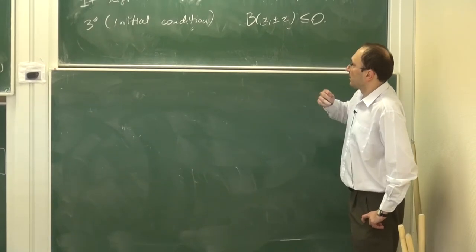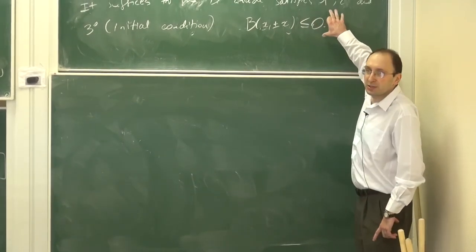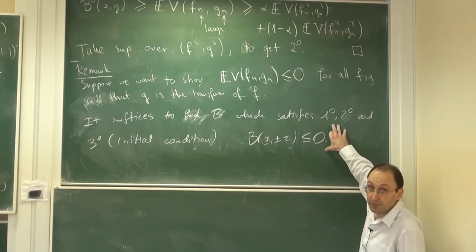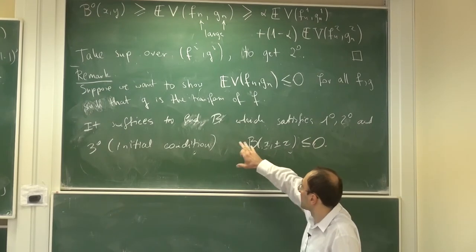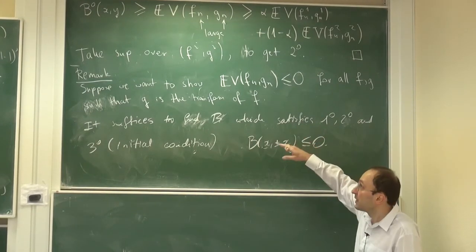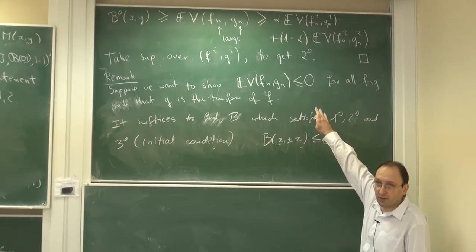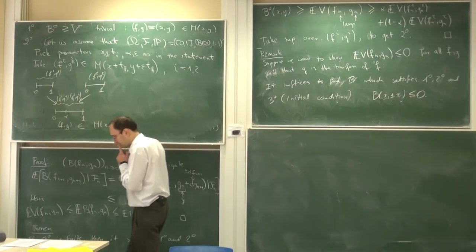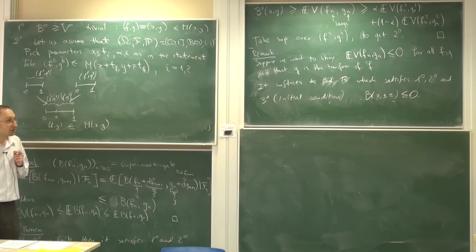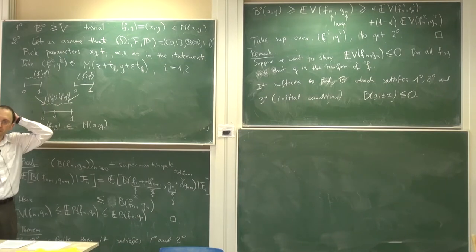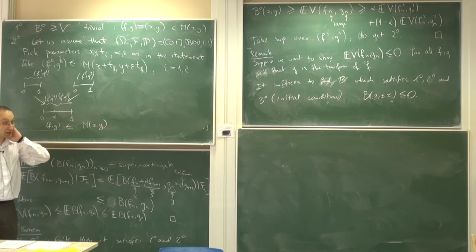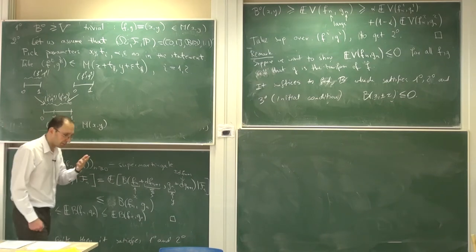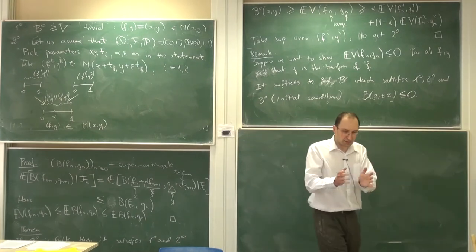Okay, so first of all, this statement in this remark is evident. It follows immediately from our previous theorems. It's clear, if you have this function B which satisfies the three conditions, then this inequality follows. Okay, the point is that actually this special function B does not have to be the same as B0.